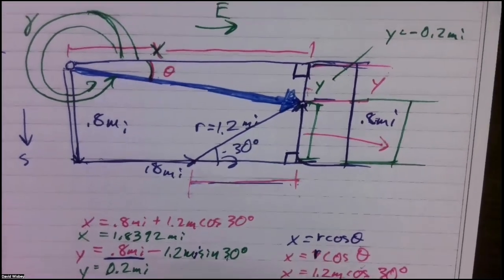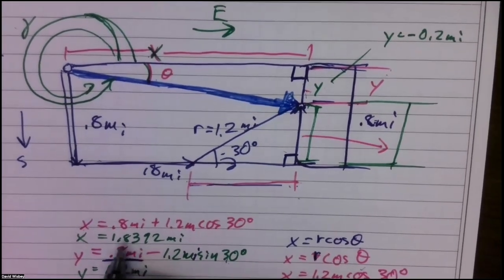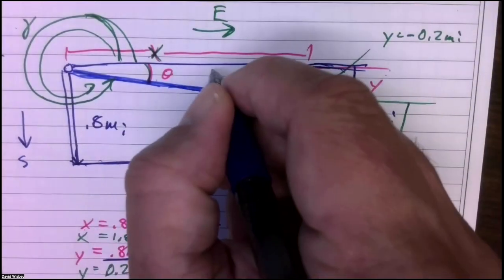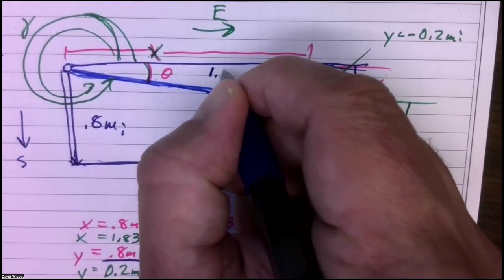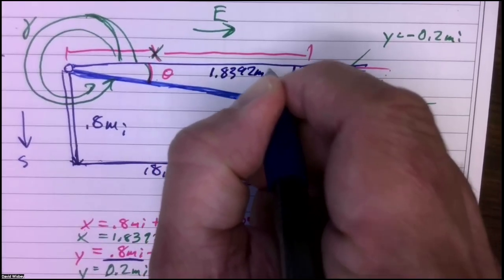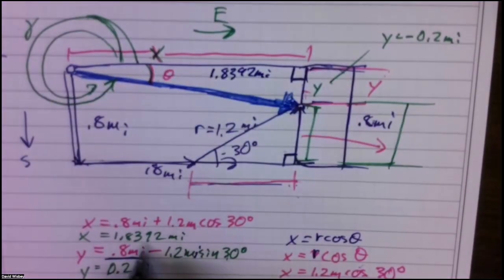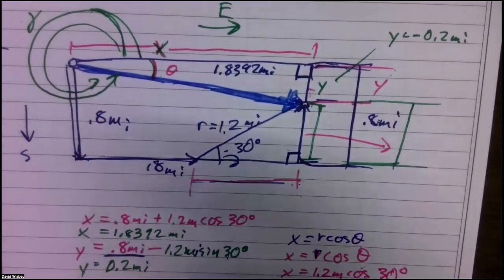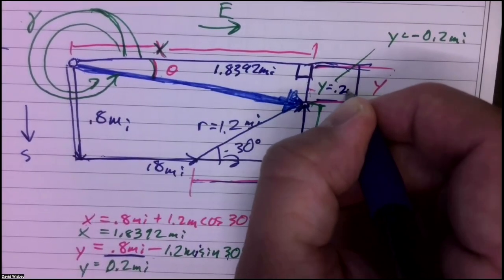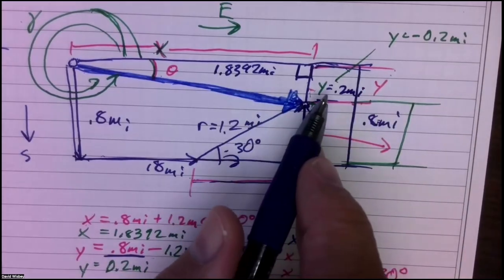Okay, so now we've got the sides of our triangle. This side up here, x, is going to be 1.8392 miles. I'm not going to throw away those extra digits yet. I want to keep those. If you throw them away too soon, you'll get round off errors when you calculate. So don't throw away the digits until the end.